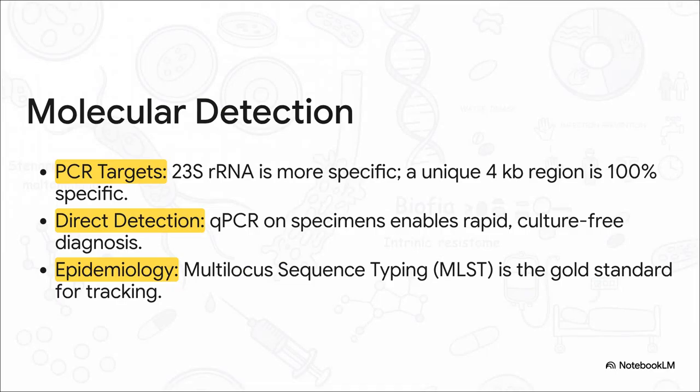But we're moving beyond just the traditional culture methods. For really fast and definitive ID, molecular is the way to go. And while 16S sequencing is common, targeting the 23S rRNA gene actually gives you better specificity. Even better, there are assays that target a unique 4 kilobase genomic region that are basically 100% specific. And for epidemiology, when you're trying to figure out if you've got an outbreak on your hands, multi-locus sequence typing, or MLST, is still the gold standard.